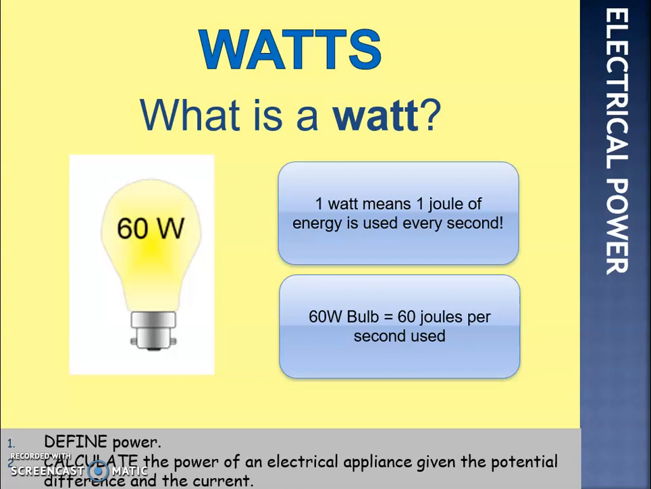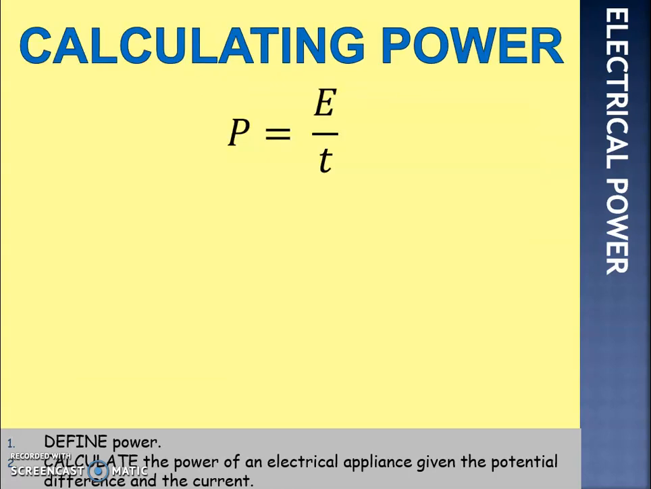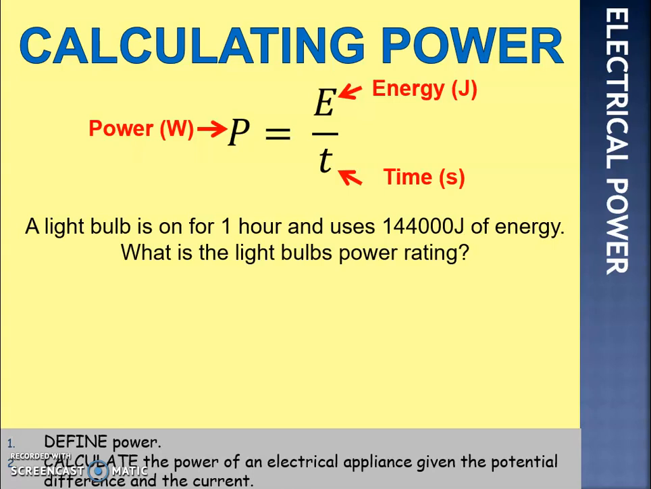So you could from that easily work out if you left that bulb on for 10 minutes, how much energy would you have? If you left it on for 10 seconds, how much energy would be used? If you know 60 joules are used per second, you just multiply that by the time taken and you get the energy. So power is the amount of energy used per second measured in watts. To calculate the power, as it's a rate, it's dividing the energy by the time. So power in watts equals energy in joules divided by time in seconds.